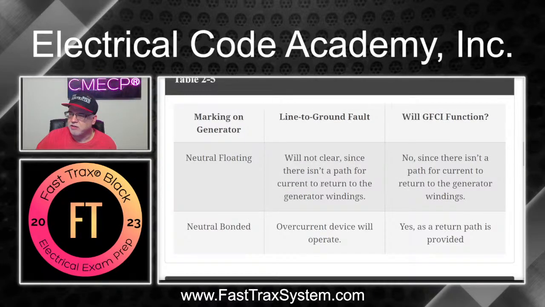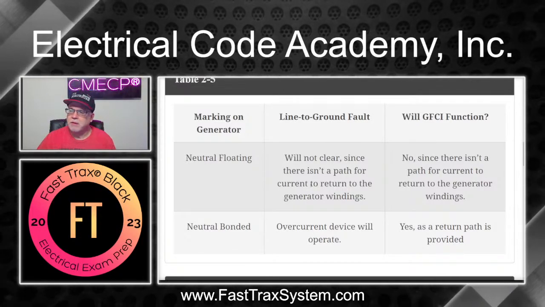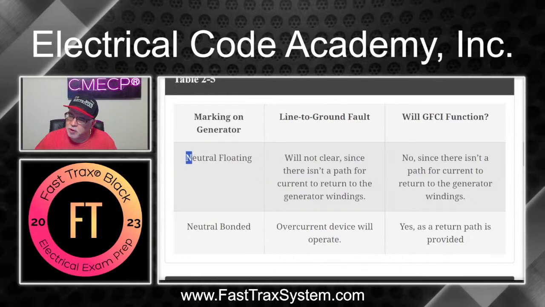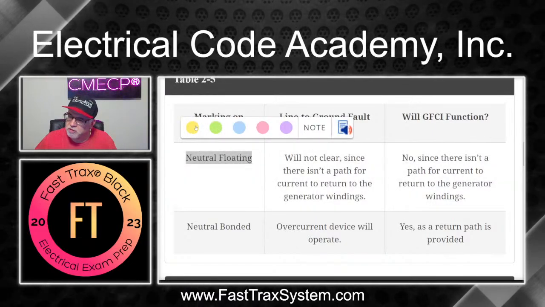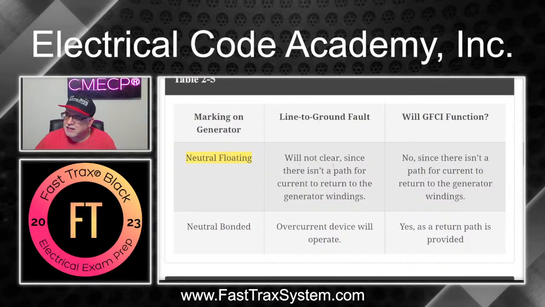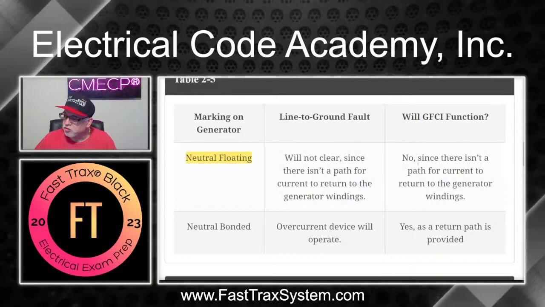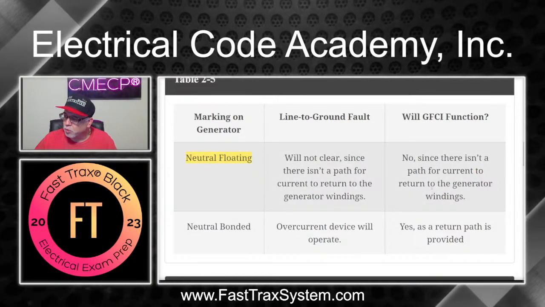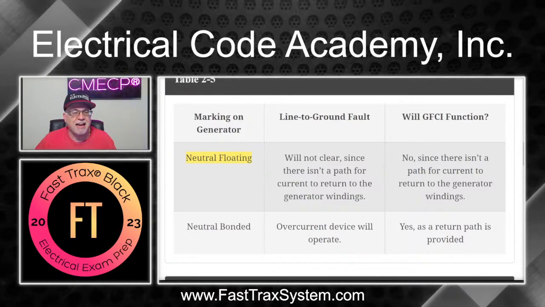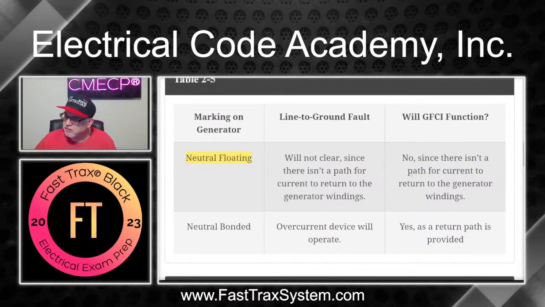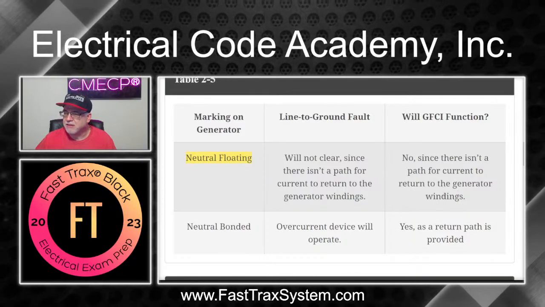So let's look at this illustration. Well, not an illustration, more or less a chart of what you can remember here. What are the takeaways? If you happen to have a generator that's a floating neutral, and that's what's marked on your generator, then it will not clear a line to ground fault, because there isn't any path to get it back to the source, right? It also will not function for a ground fault that would clear a GFCI device. Since there isn't a path for current to return to the generator windings, on a floating neutral generator, it will not function properly.